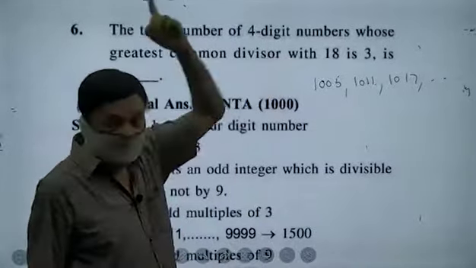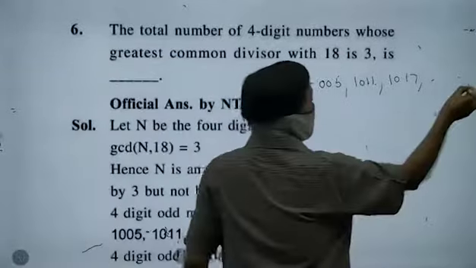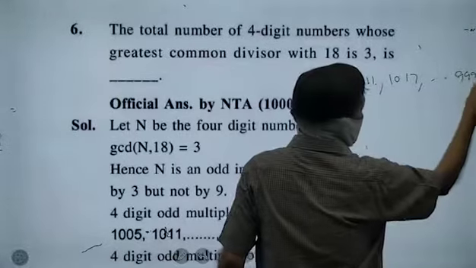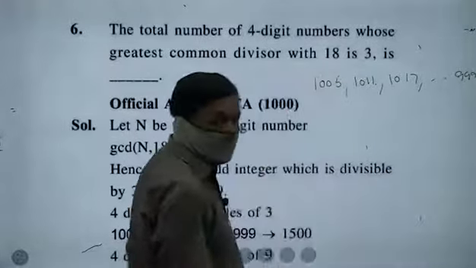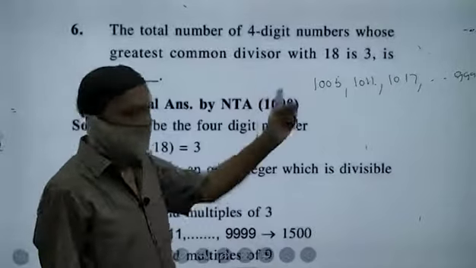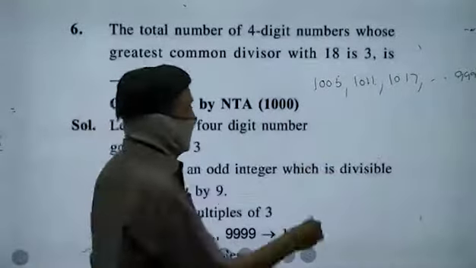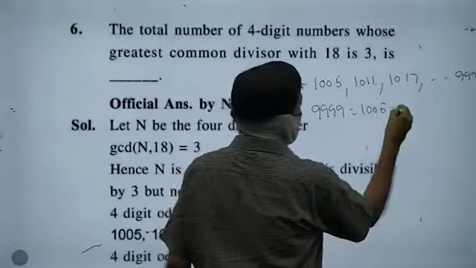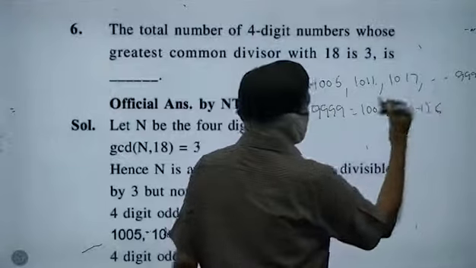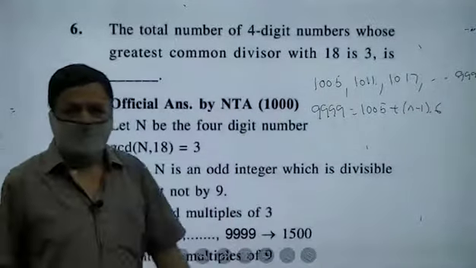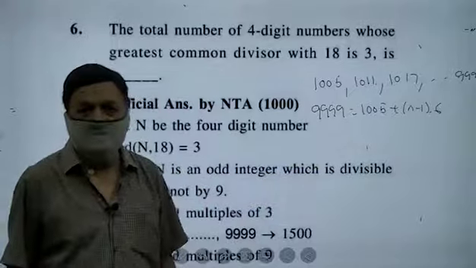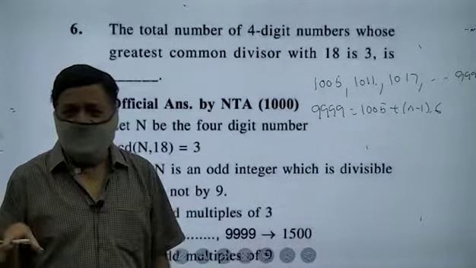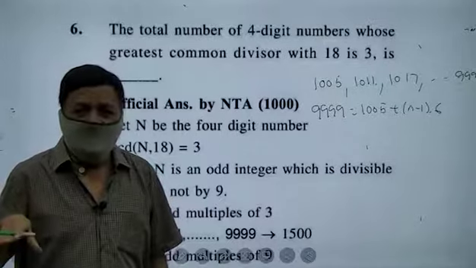Up to what? Up to 9999 you have to go. Is it divisible? 9999. Yes, 4-digit numbers. So how many are there? You calculate your n value. Yes. Next, what are you supposed to calculate? All odd numbers divisible by 9.